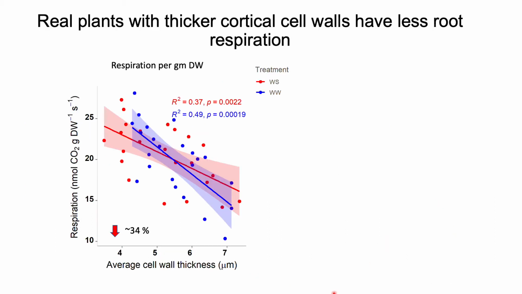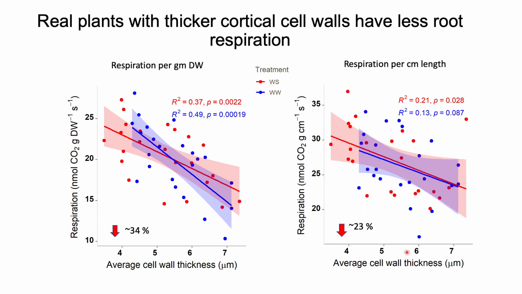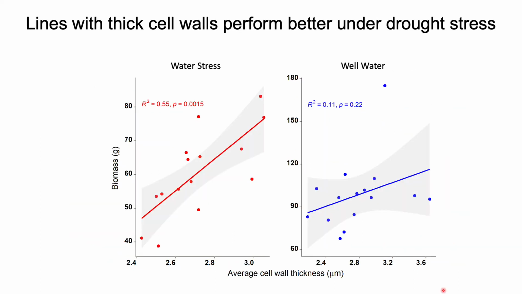Indeed, real plants with thicker cell walls have less root respiration per gram dry weight and also per centimeter of root length under drought and non-stress conditions. Maize lines with thick cell walls perform substantially better under drought stress than lines with thin cell walls in the field. So this is an interesting phene for drought adaptation.